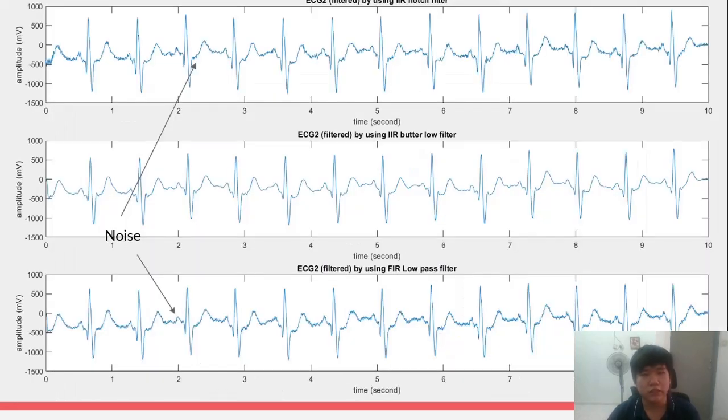So the last is the output of the ECG signal. You can see that there is noise coming from the IIR notch filter and also the FIR Hamming low pass filter, and you still get the fluctuating signal on the output, right? But for the ECG signal from the IIR Butterworth low pass filter, the result is perfect.